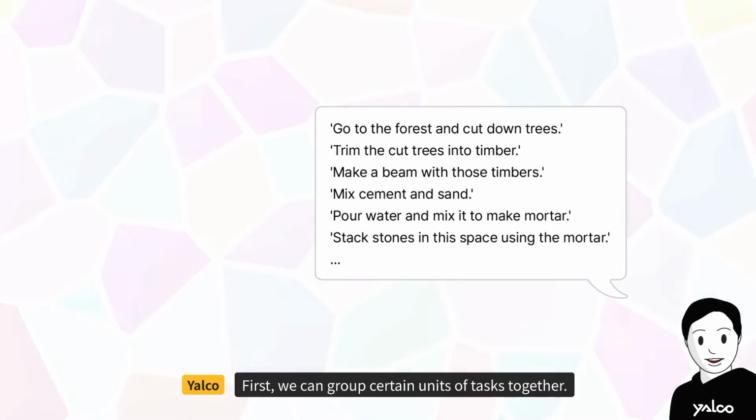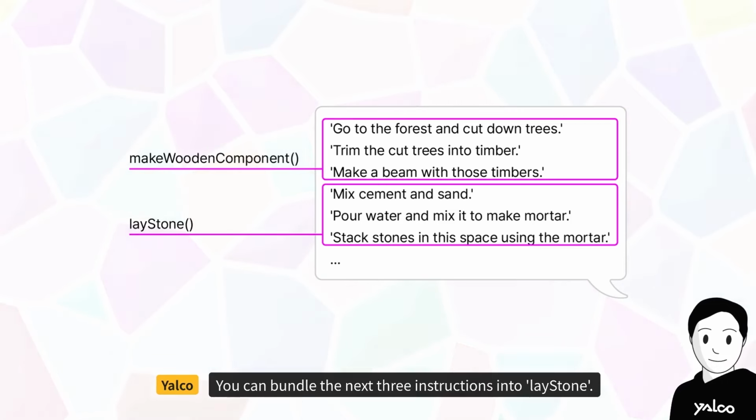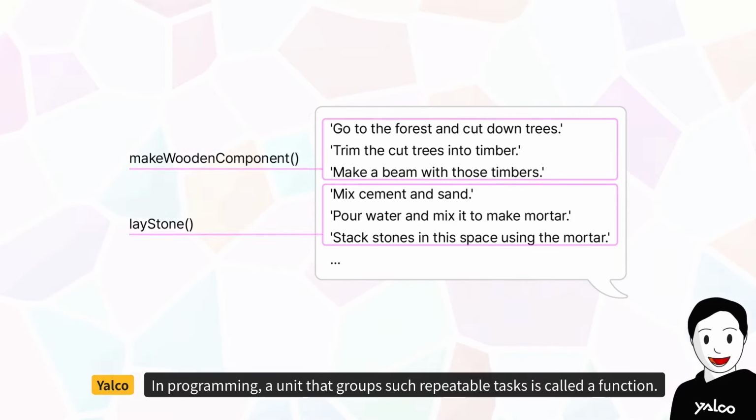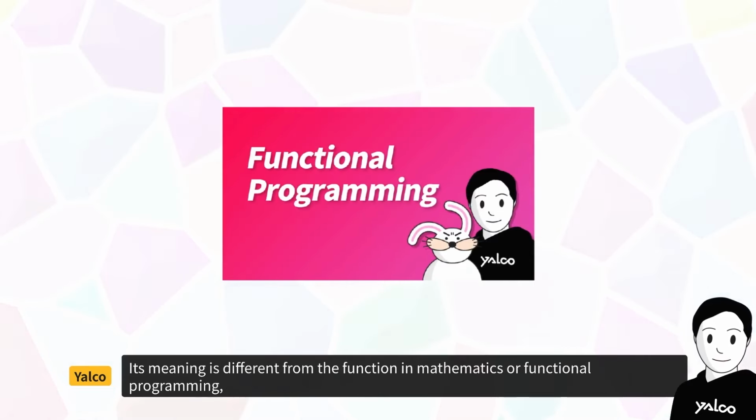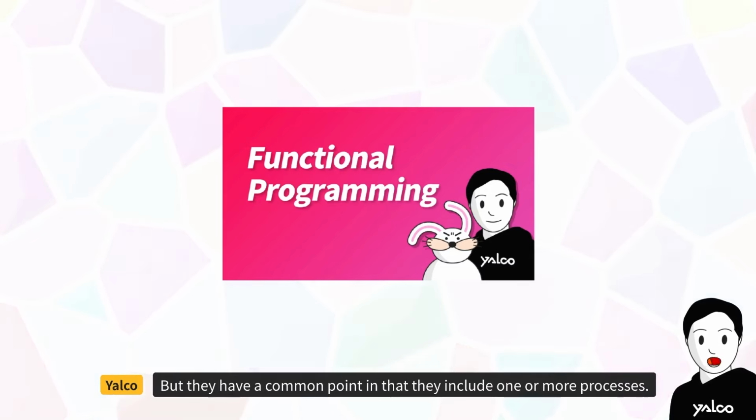First, we can group certain units of tasks together. The first 3 instructions can be bundled into make wooden component. You can bundle the next 3 instructions into lay stone. In programming, a unit that groups such repeatable tasks is called a function. Its meaning is different from the function in mathematics or functional programming, but they have a common point in that they include one or more processes.